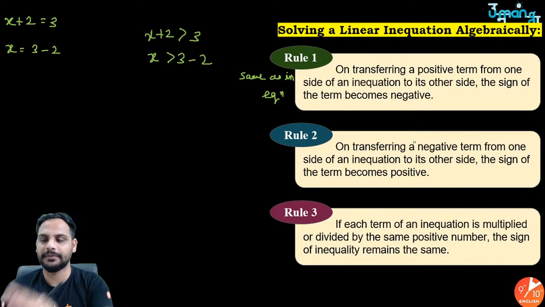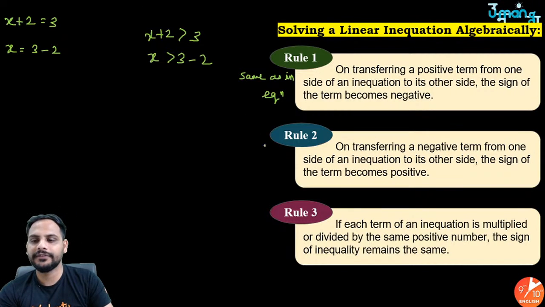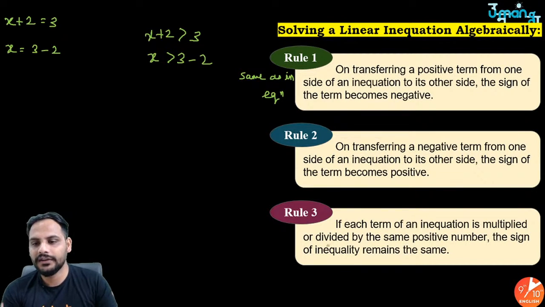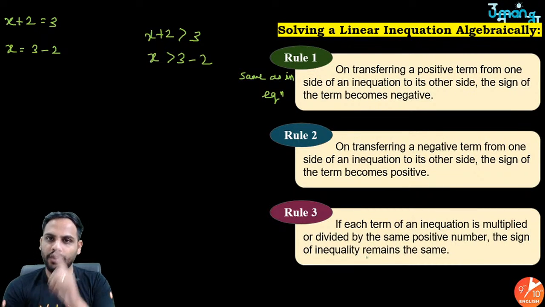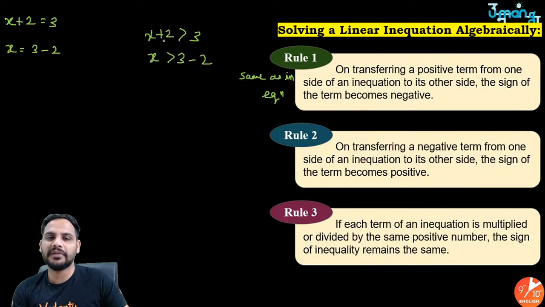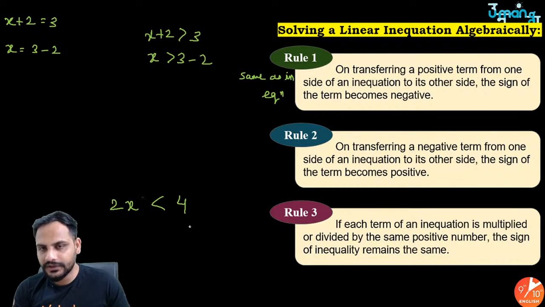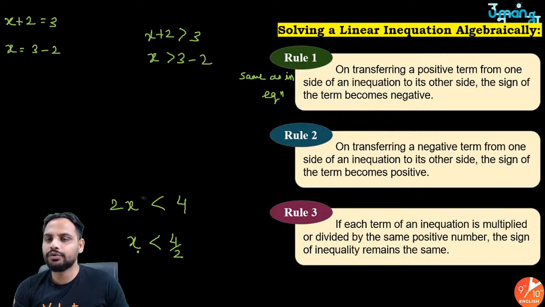Remember, addition becomes subtraction, subtraction becomes addition. If each term of an inequation is multiplied or divided by the same positive number, the sign of inequality remains the same. That means if I am dividing or multiplying by a positive number, the sign remains the same. For example, I have given you 2x is less than 4. Now this 2, if I shift it over there in division, so x is less than 4 upon 2. No need to do anything because I am dividing by a positive number.